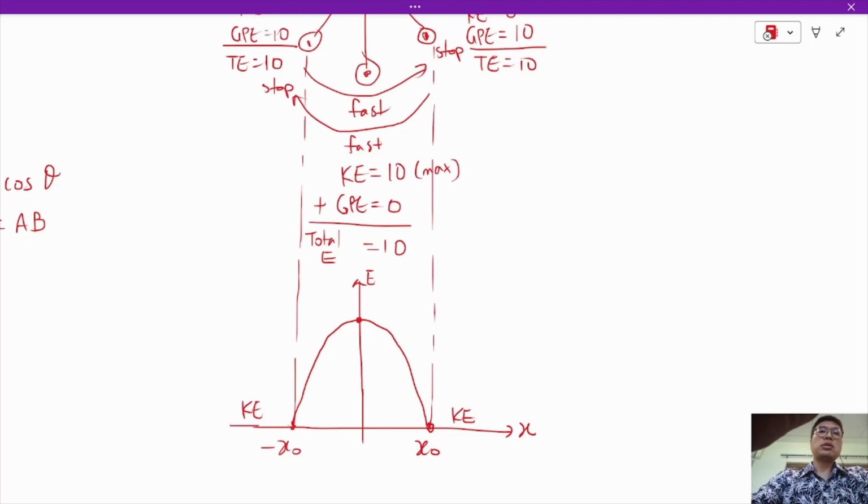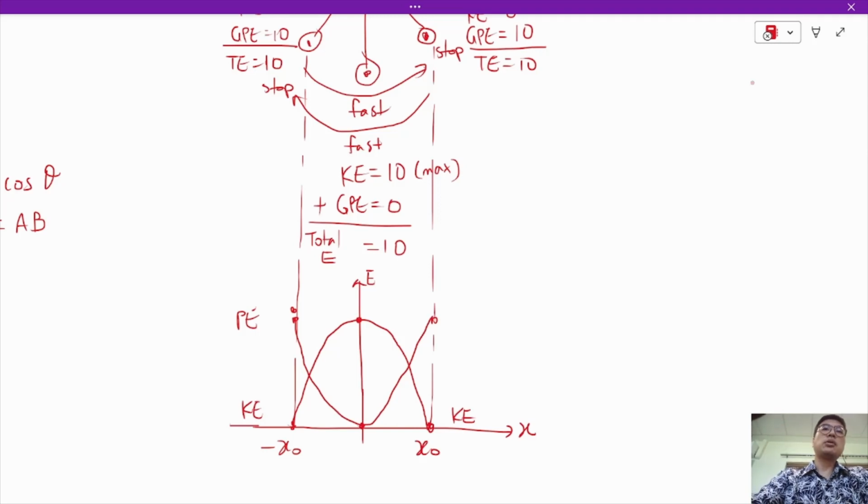Next, we're going to draw the potential energy graph. Now over here, the GPE is 10, or maybe a bit lower. Over here, the GPE is 10 as well. And in the middle, the GPE is 0. So this is the GPE graph.